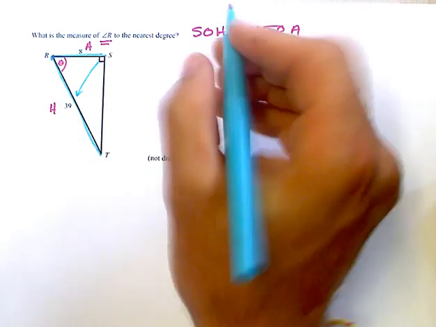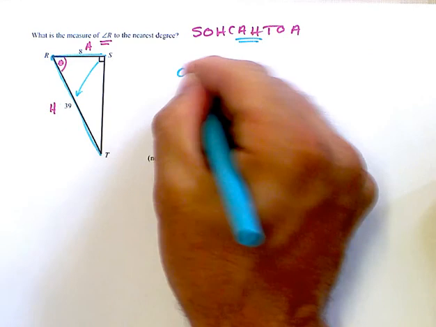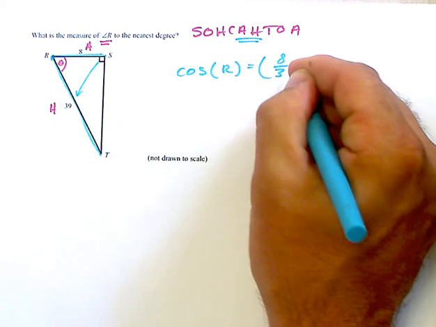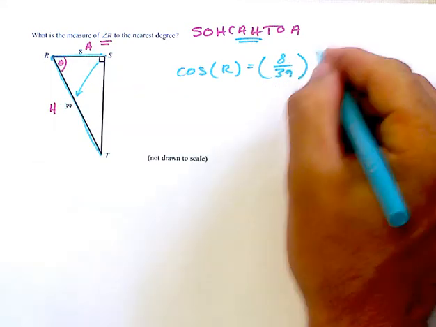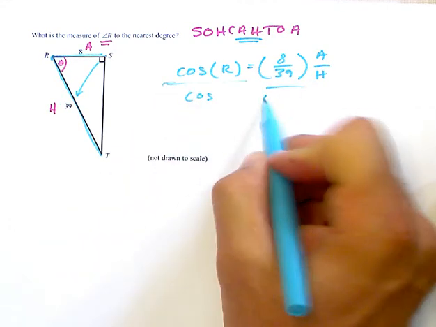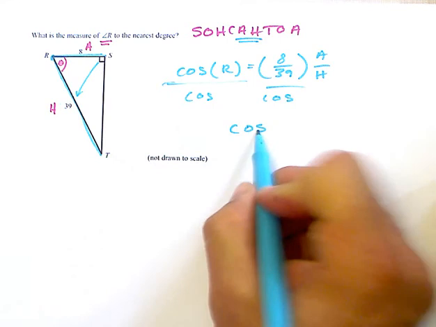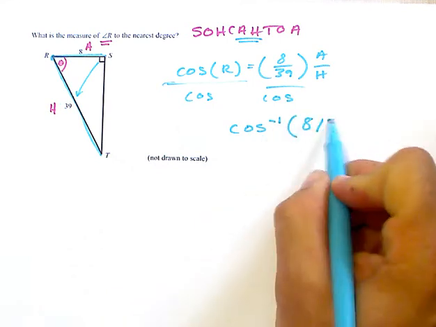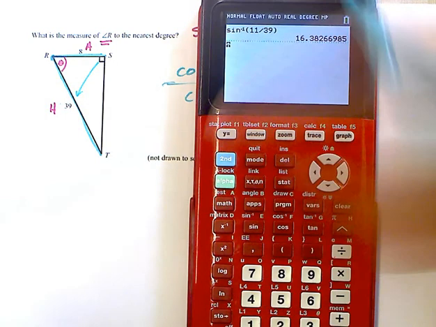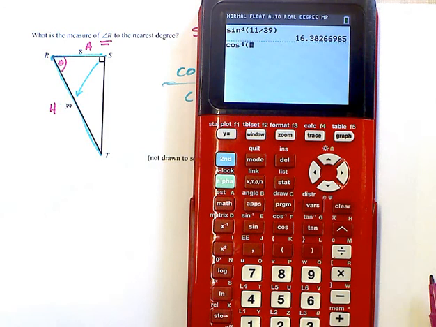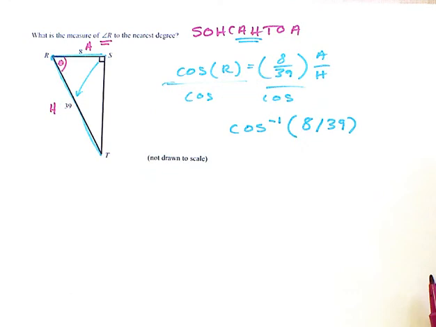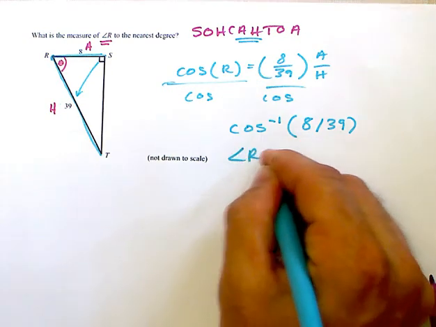Now if I have an AH, I'm going to be using a cosine. Cosine of angle R is equal to 8 over 39. That's my adjacent over hypotenuse. Now remember, we're dividing by cosine, but in order to do that, we need to do cosine negative 1 of 8 divided by 39. We're going to multiply by its inverse. And again, what you do there is second, our cosine up here is our cosine negative 1, and then we're doing 8 divided by 39, and we get a result of angle R being 78.16.